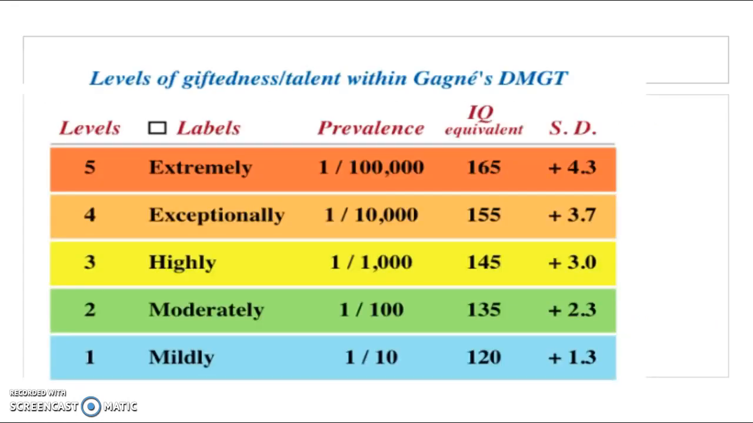So this chart shows Gagne's metric-based system of levels of giftedness and talent. And you can see that there would be quite a few students who are mildly gifted at level 1, but very, very few. In fact, it would be unlikely that we would even teach a student who is profoundly gifted at level 5, 1 in 100,000.